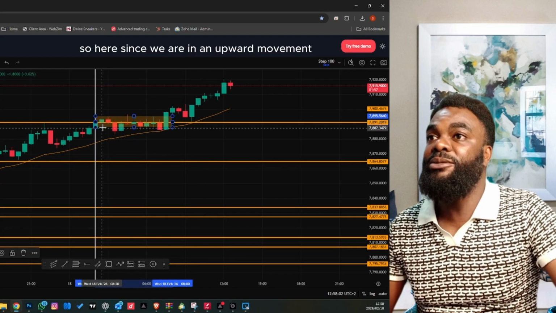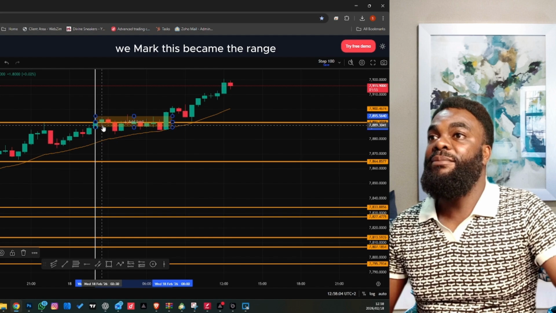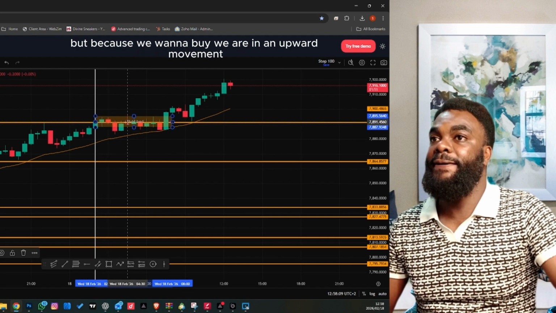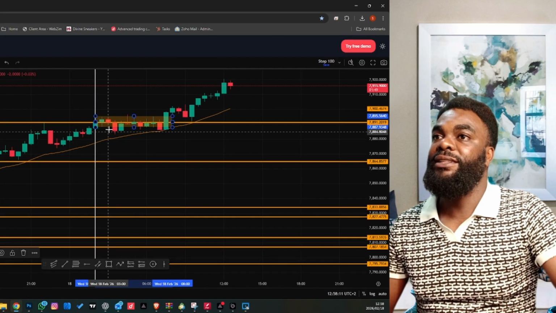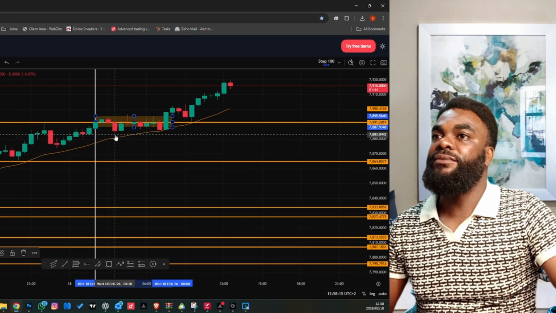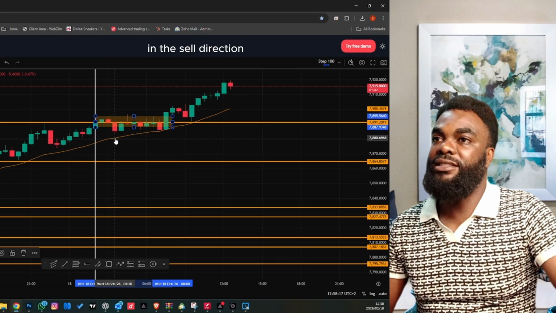So here, since we are in an upward movement, this became the range, but because we want to buy, we are in an upward movement. The price came and broke the range in the sell direction.